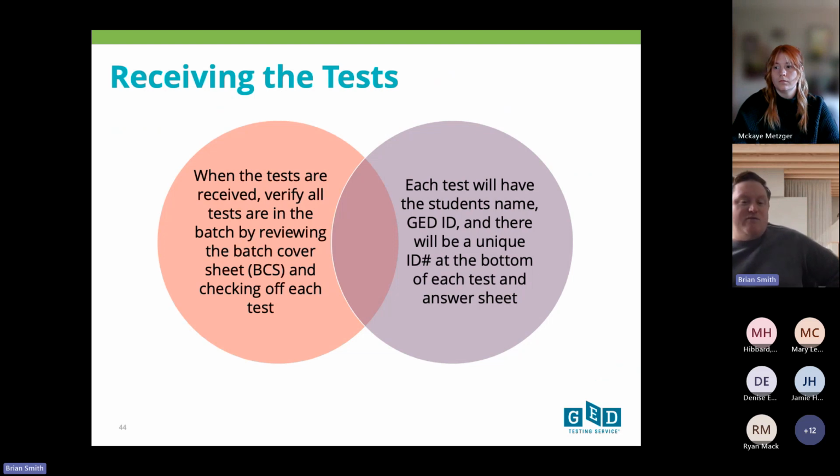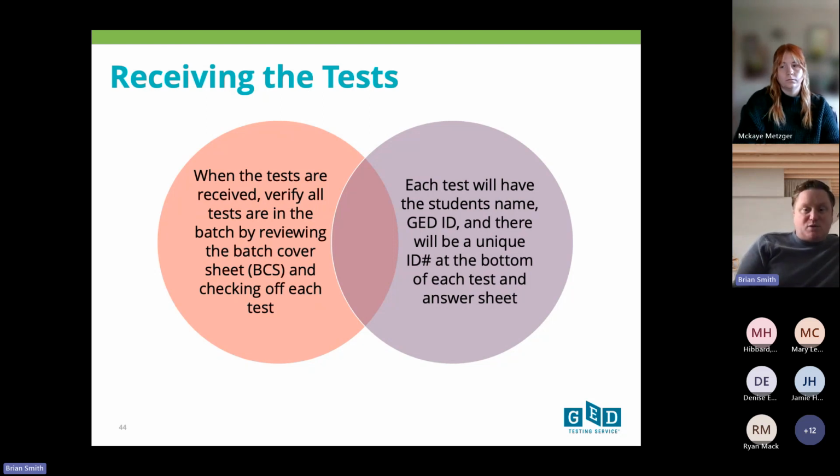When the tests are received, verify all the tests are in the batch by reviewing the batch cover sheet. That will have your roster, and you check off each test. Each test will have the student name, GED ID, and there will be a unique ID number at the bottom of each test and answer sheet. This is what I mentioned before. This is key. The way we do it is we track each test by the student's name. So make sure you're matching the tests to the students you're giving them to, and that when you're delivering the test, you're giving the specific test to the student whose name is on the test.